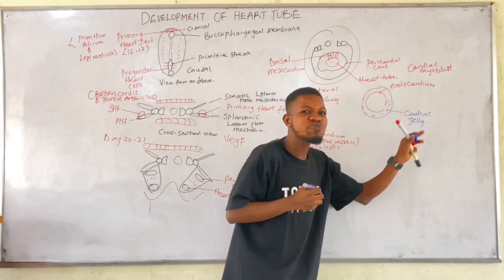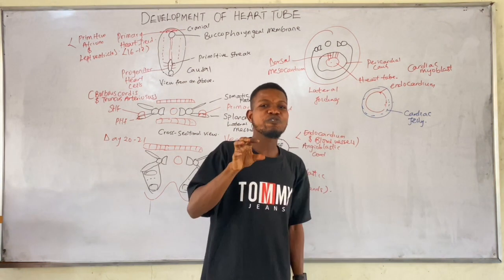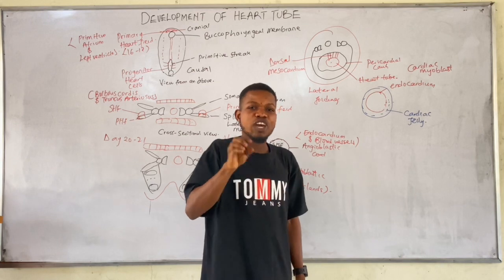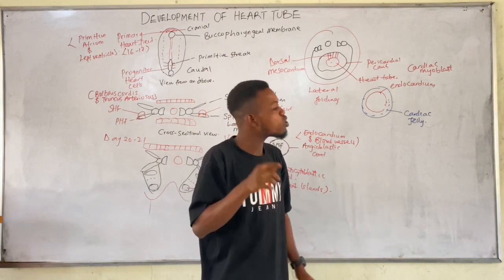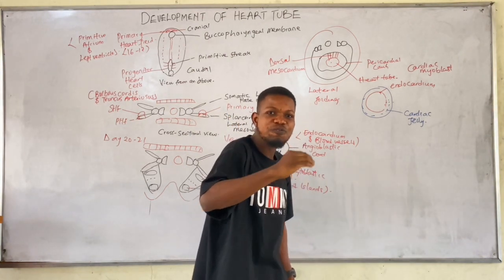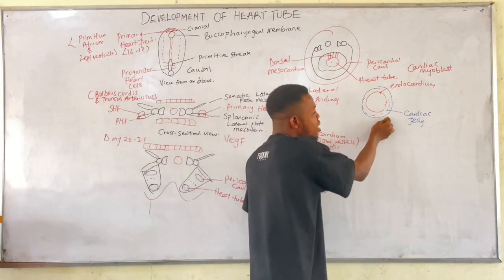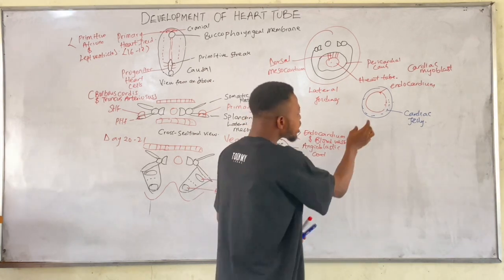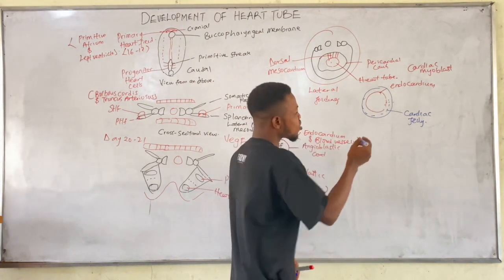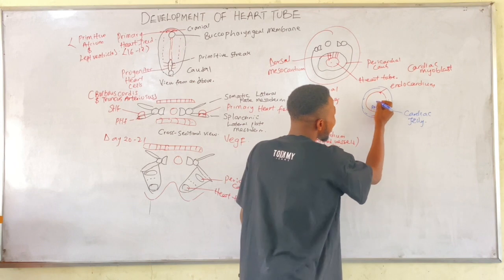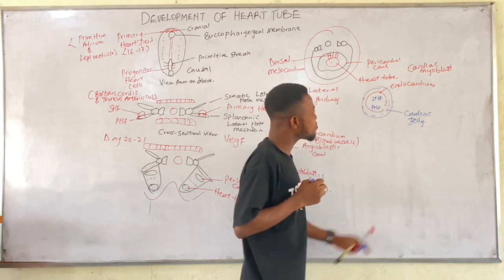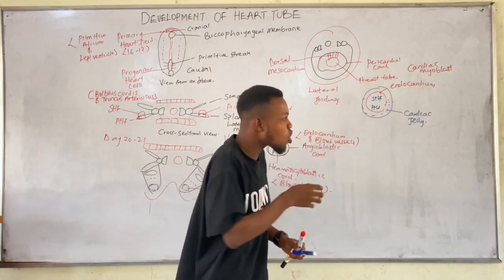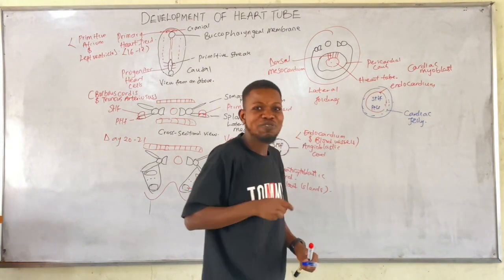This cardiac jelly is very important because it's responsible for septation of the heart, and it's also responsible for thickening of the heart wall. That is what we need to know about cardiac jelly. It's the one that fills up the space between the myocardium and the endocardium of the heart tube. Now, we already know that within the heart tube, there's the presence of what? Primary heart field and the secondary heart field, if you remember.